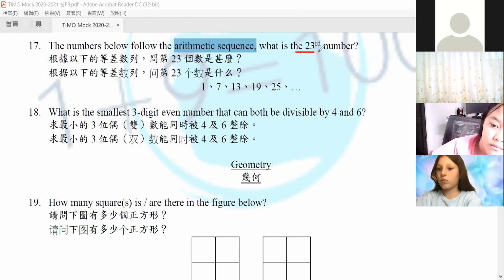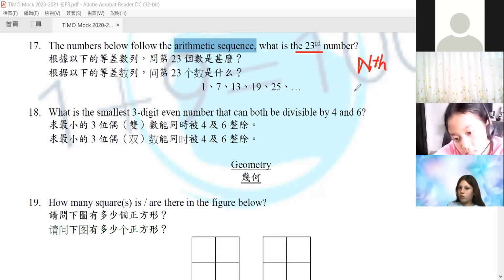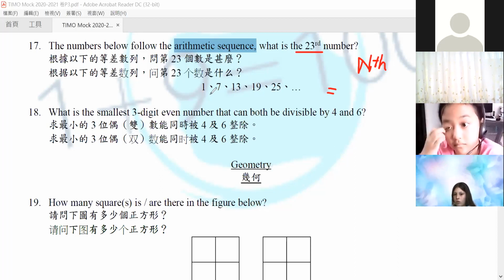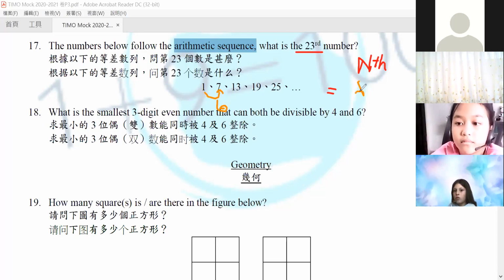We know that if we want to calculate the nth number, how can we do that? It will be equal to our difference. What is the difference? The difference between these two numbers is 6. So it will be our difference, 6, multiplied by n minus 1, and then we add the first number.